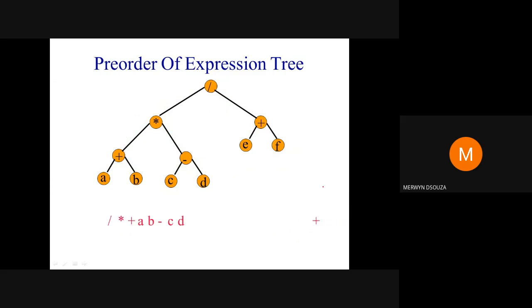This is the answer. Basically, given an expression tree like this, if you do a pre-order traversal, you get the prefix expression. Okay. So pre-order traversal will give you the prefix expression given an expression tree. So you need to practice this, okay? You will get an idea. It's not so difficult. What we are doing right now is pre-order traversal using recursion.